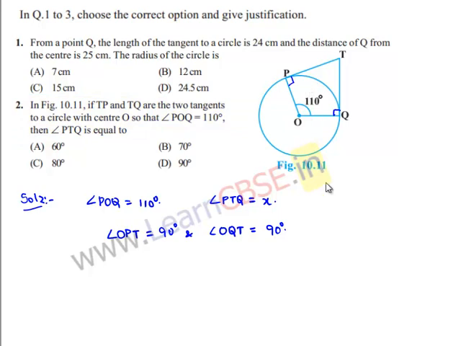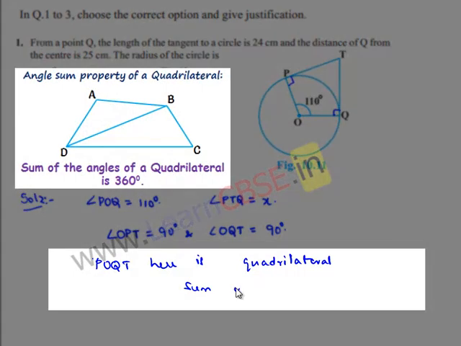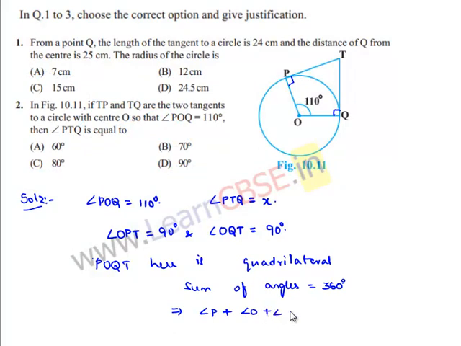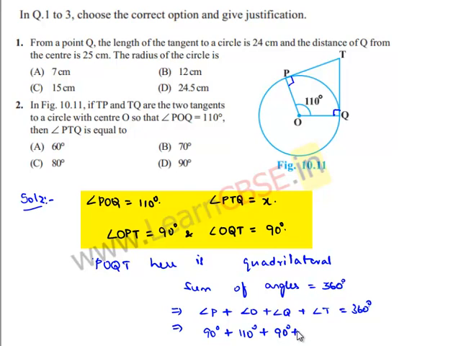Now if we observe the figure clearly, we know that a quadrilateral is formed by POQT line segments, that is POQT here is a quadrilateral. In a quadrilateral we know that the sum of angles is equal to 360 degrees, which implies angle P plus angle O plus angle Q plus angle T is equal to 360 degrees, which implies angle P here is 90 degrees plus angle O is angle POQ, that is 110 degrees, plus angle Q is 90 degrees again, plus angle T is X, which is equal to 360 degrees.